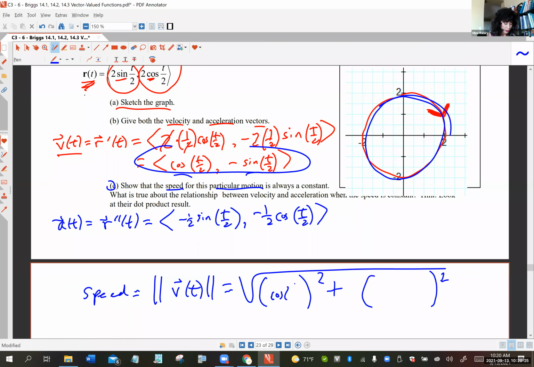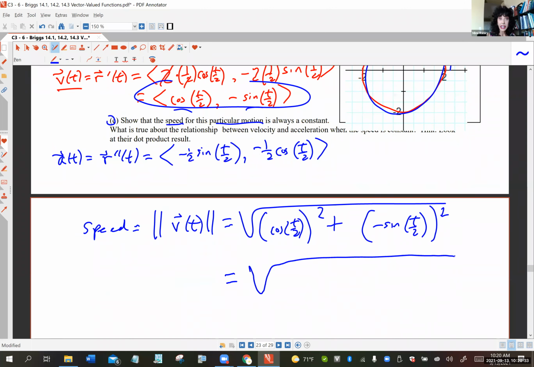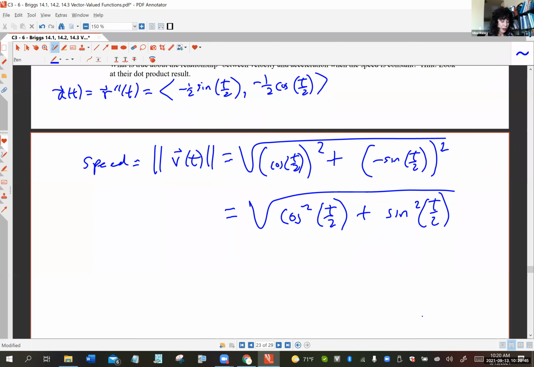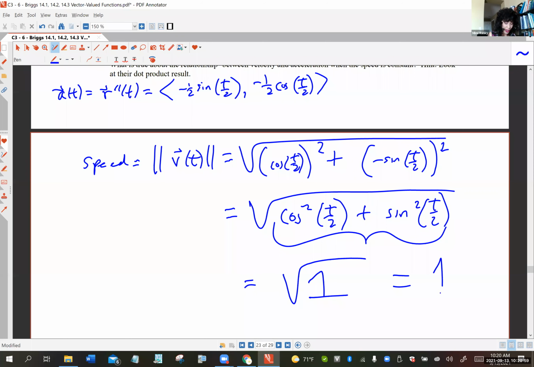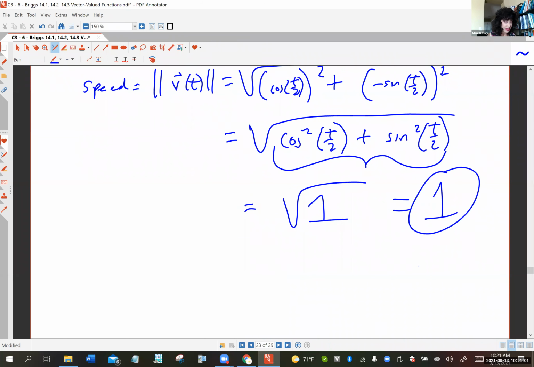Now, when you square a negative, of course, you get a positive. So the first term here under the radical is cos squared t over 2. And the other component is going to be sine squared t over 2. Does anybody know a special trig identity that says cos squared plus sine squared is equal to a nice number? 1. Yeah. So we got square root of 1, but that's just 1. Aha. So it turns out that this particular motion gives speed as a constant.